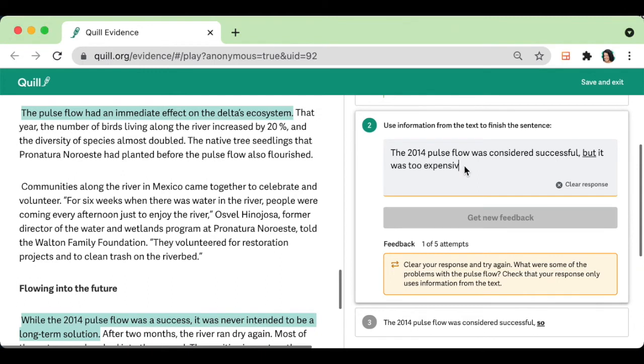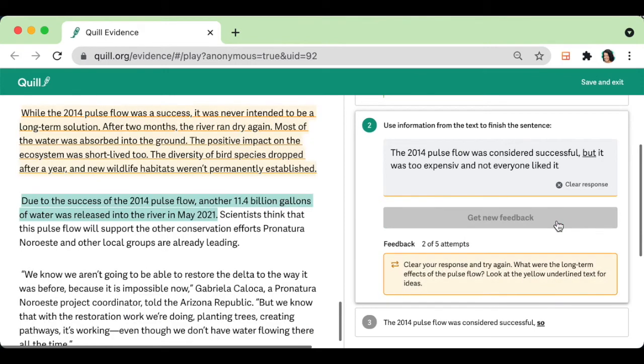So at this point, the student might delete what they wrote, as they were recommended to do, and try, "It was too expensive," and "not everyone liked it." They'll click Get New Feedback, and they're told, "Clear your response and try again. What were the long-term effects of the pulse flow? Look at the yellow underlined text for ideas."